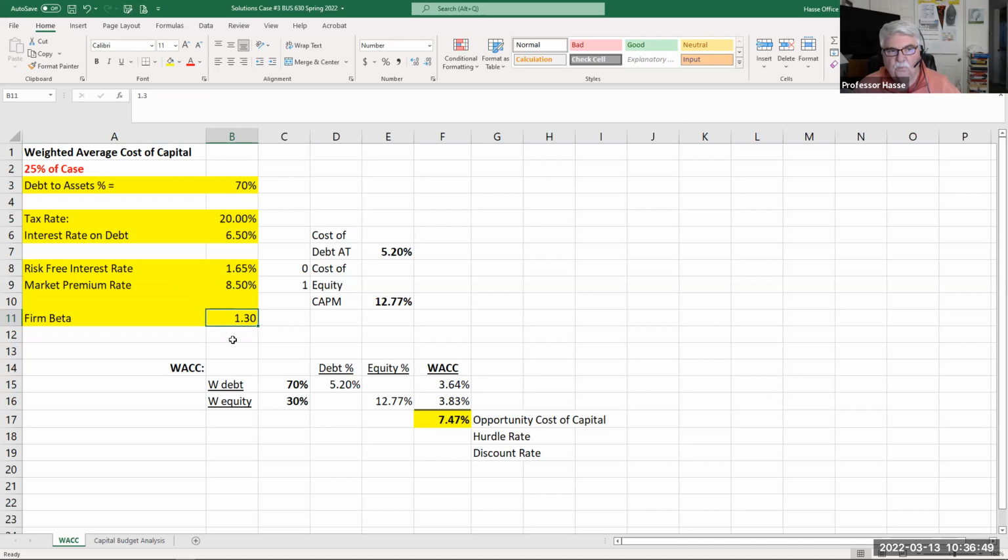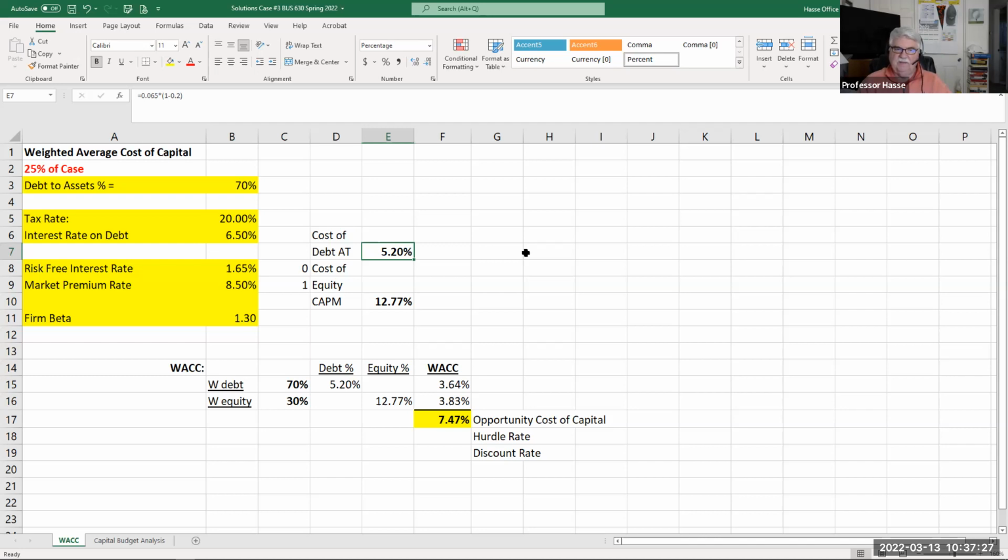Using that information, what is the risk to the company today as far as cost of capital? What is their opportunity cost? What is their hurdle rate? What is their discount rate to be used as your discount interest rate in your analysis of this case? Well, if I take the interest rate on the debt of 6.5% times 1 minus the corporate tax rate of 20%, that means 80% of 6.5 is my after-tax cost of debt. That's 5.2%.